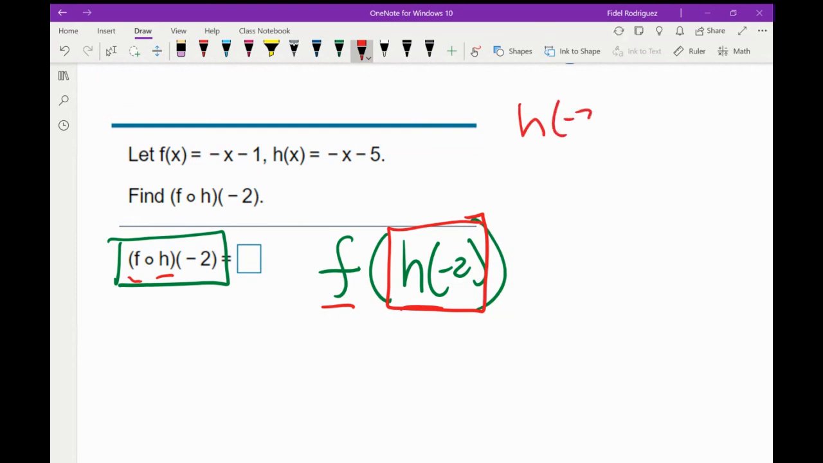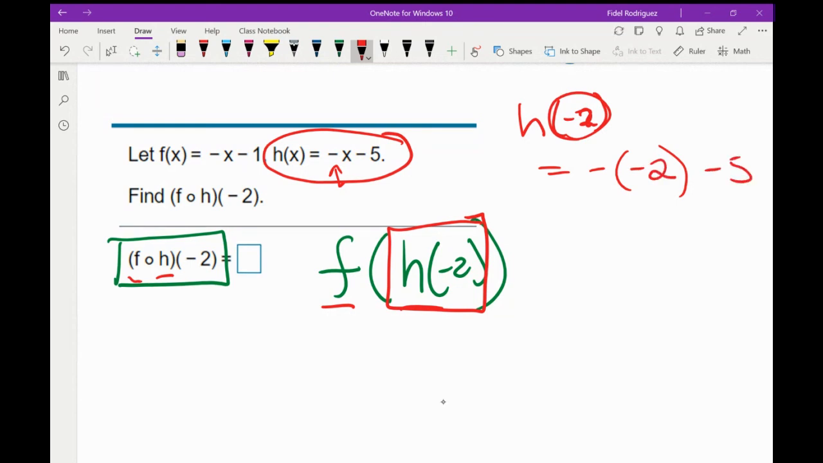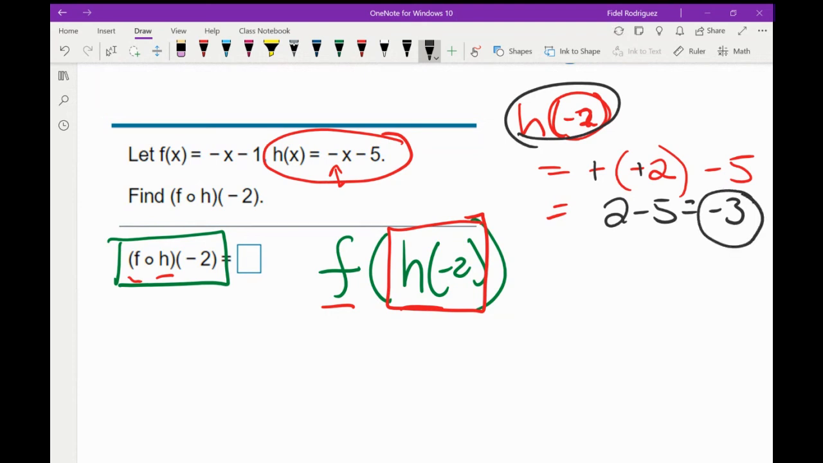We can find h of negative 2 by coming back to this function. The first thing I see is a negative, so I'm going to write it down. The number that I'm plugging in is negative 2 minus 5. And then I'm going to go slow. Remember, negative and negative become positive. So this is 2 minus 5. That gives me negative 3. So h of negative 2 is the same thing as negative 3.